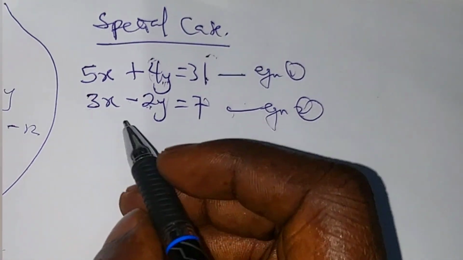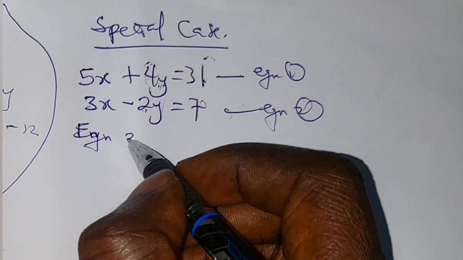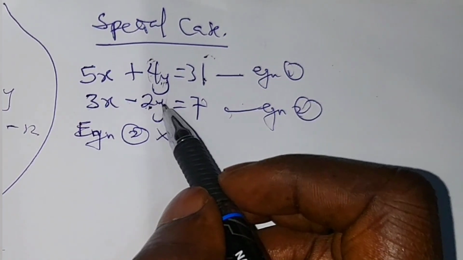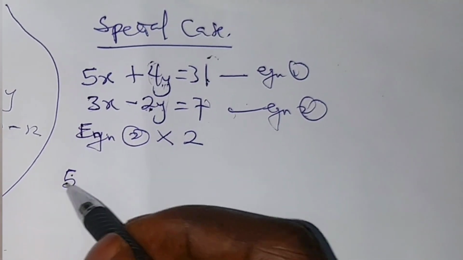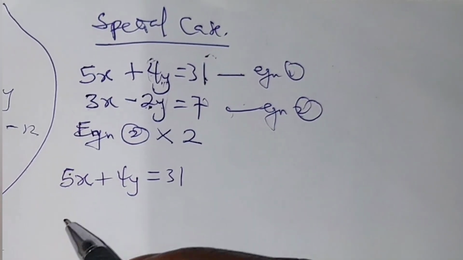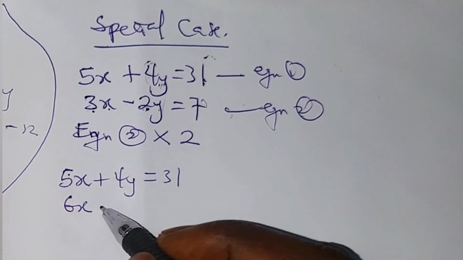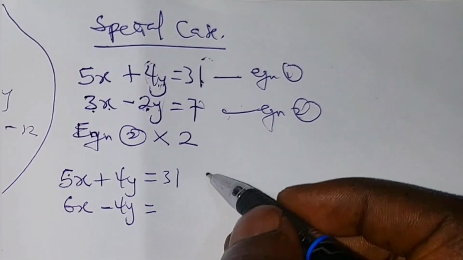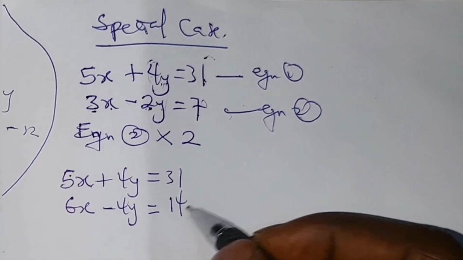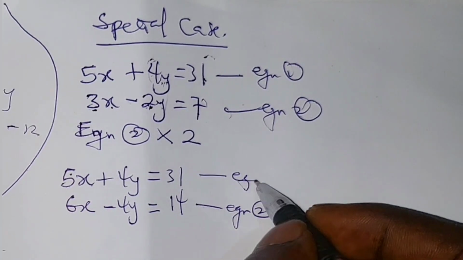So I'm going to multiply equation 2 by 2. That makes this negative 4y. So equation 1 is going to be maintained at 5x plus 4y is equal to 31. If I multiply 3x by 2, I get 6x, then negative 4y, then each term. Don't forget, you want to multiply every term here by 2. So 7 times 2 is 14. Now this is our new equation 2, and this is the old equation 1.